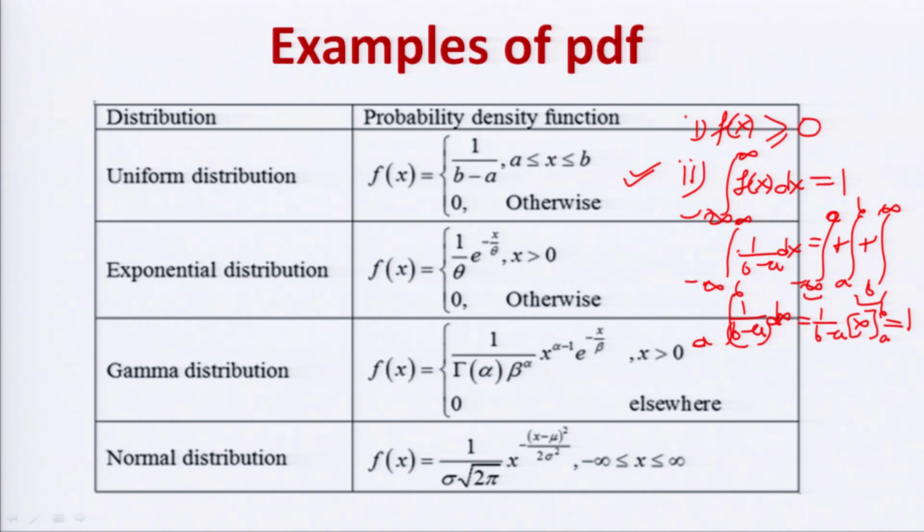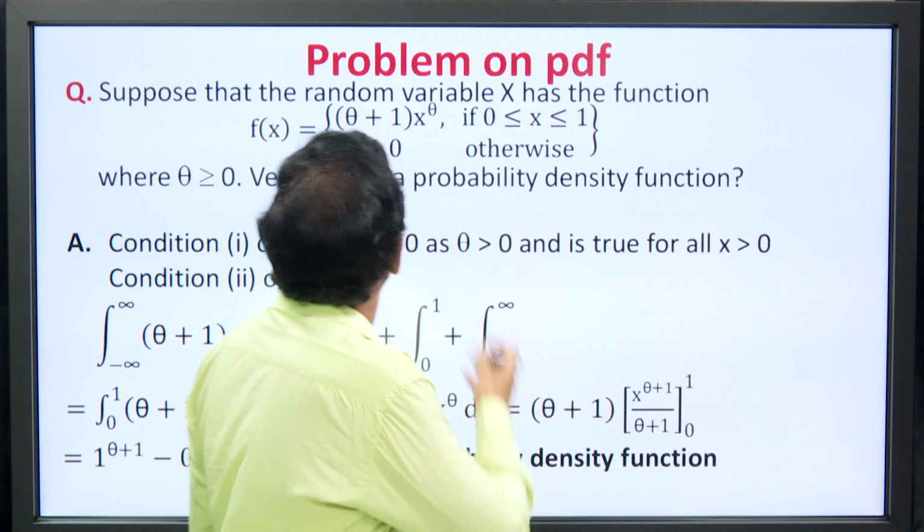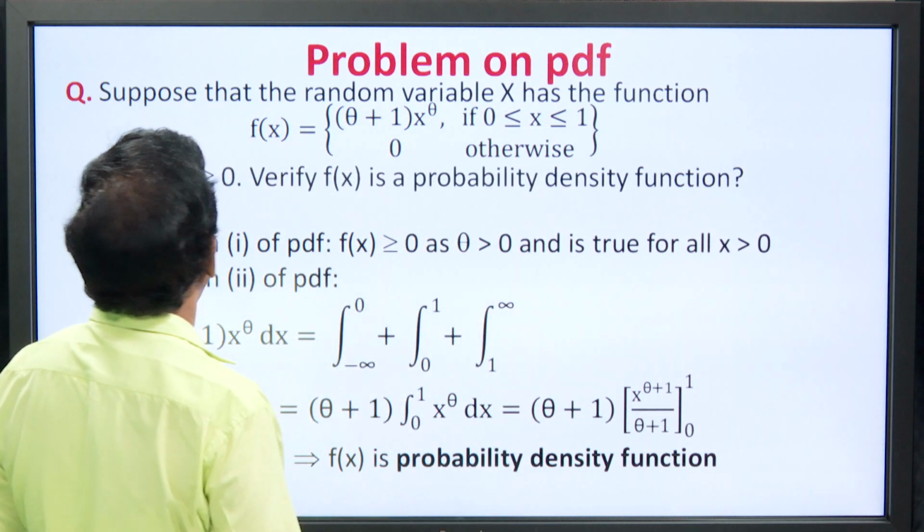So, this uniform distribution is a probability density function because it satisfies these two conditions. Other distributions like exponential distribution, gamma distribution, normal distribution, you can very easily verify that all these distributions are probability density functions. Now, we will solve a question on probability density function. So, let us take this particular question.